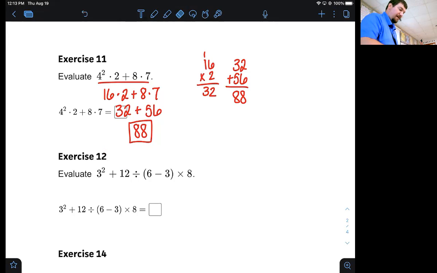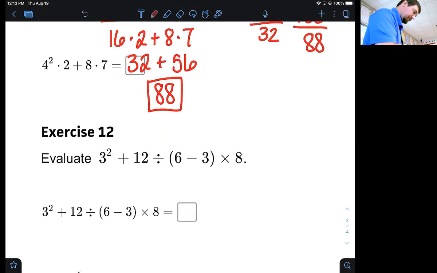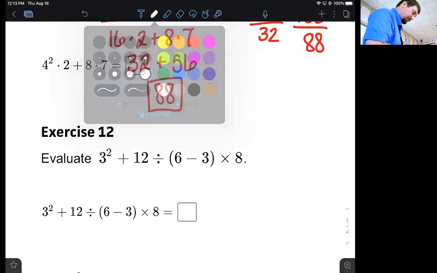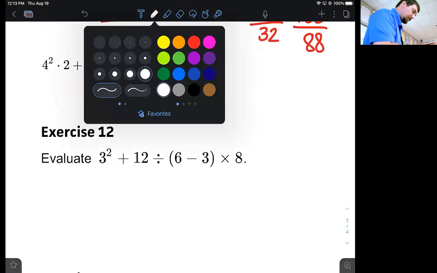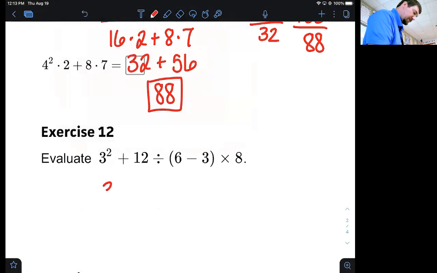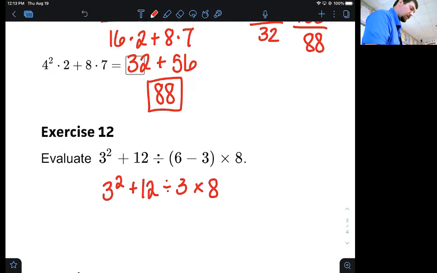So, Hunter, what do you have for 6 minus 3? 3. Yeah, let's get this out of the way. Okay, so we're going to do 3 squared plus 12 divided by 3 times 8. We don't need to write the parentheses anymore because there's no operation in there. We know 6 minus 3 is 3. After parentheses, Avion, what comes next?